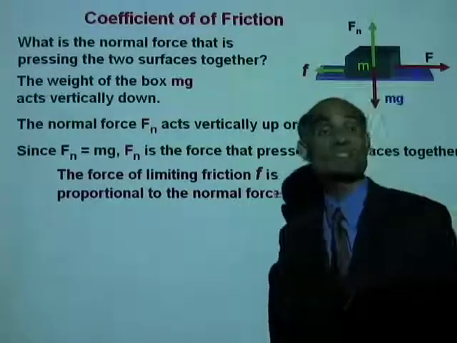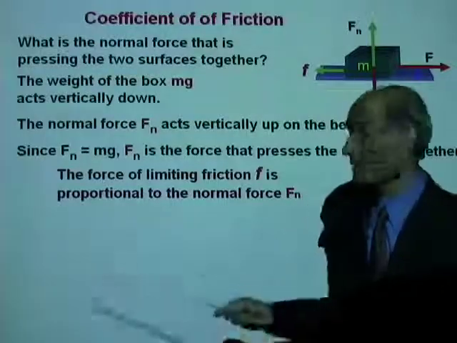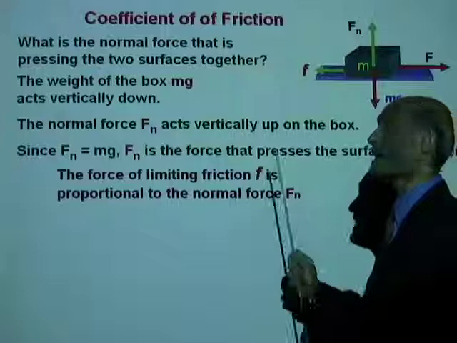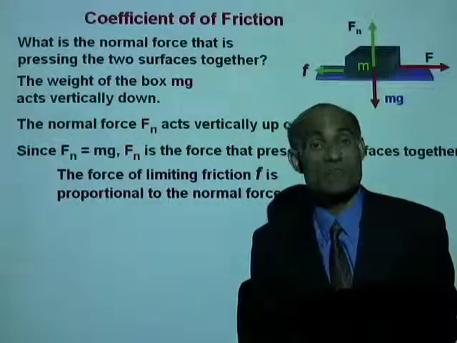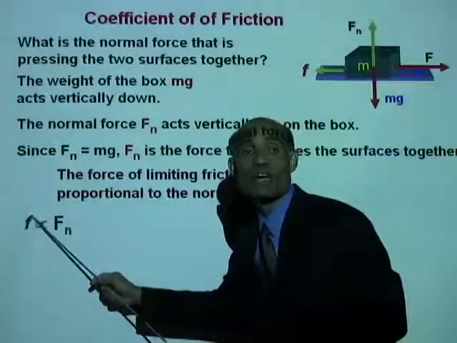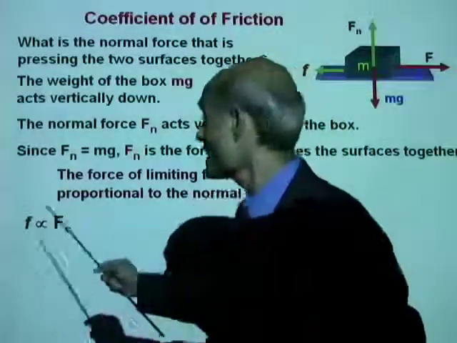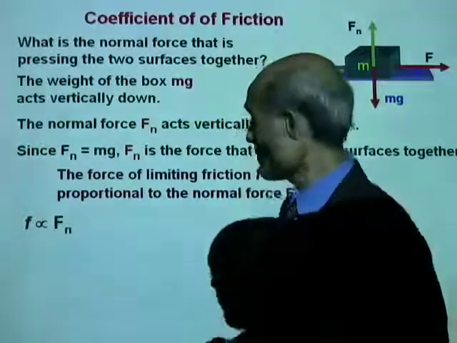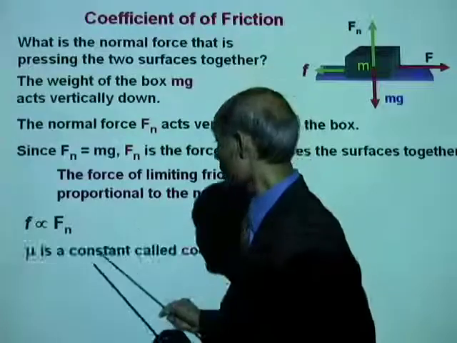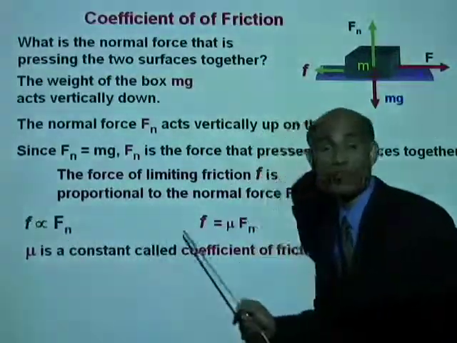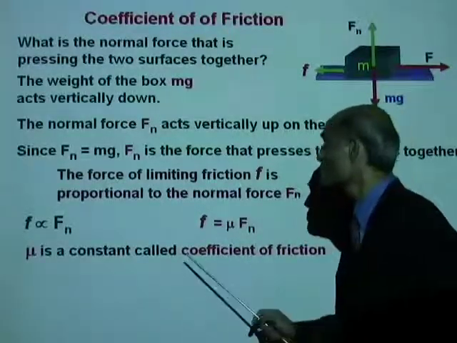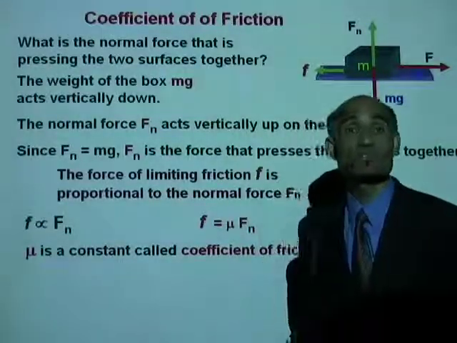Is that right? The normal force is equal to mg, and it is that normal force that presses the two surfaces together. That means we can now make a statement which can be called the law of friction. What does that say? The force of limiting friction, lowercase f, is proportional to the normal force Fn. Can you write that down using mathematical notation? We write it like this: f is proportional to Fn. And a statement like this can be written as an equation. The proportional sign can be replaced by an equal sign. So f proportional to Fn can be written as f equal to a constant multiplied by Fn, and this constant is what we call the coefficient of friction between the two surfaces.